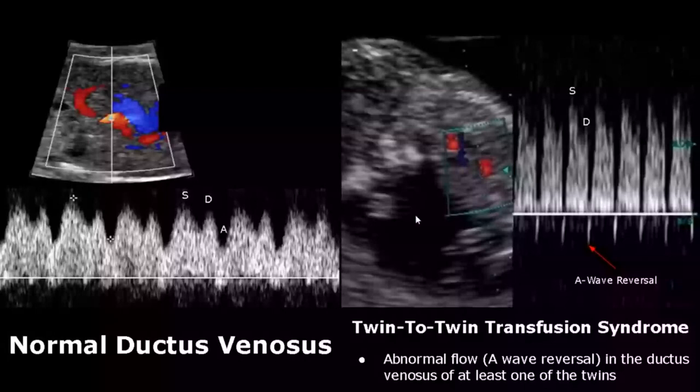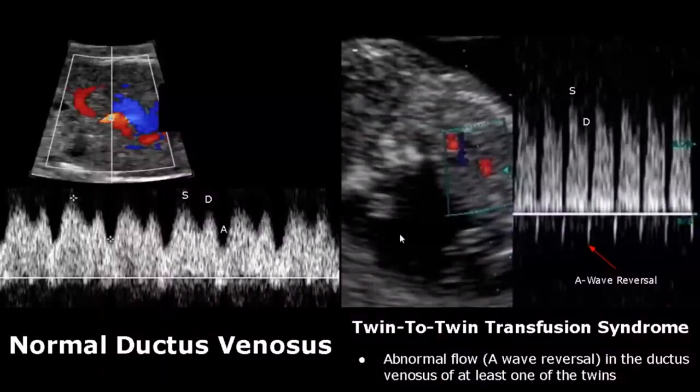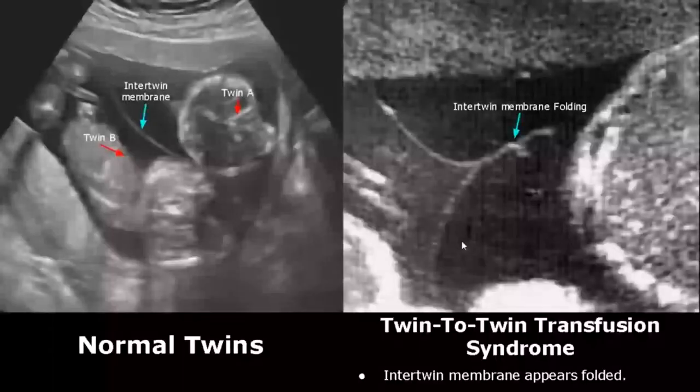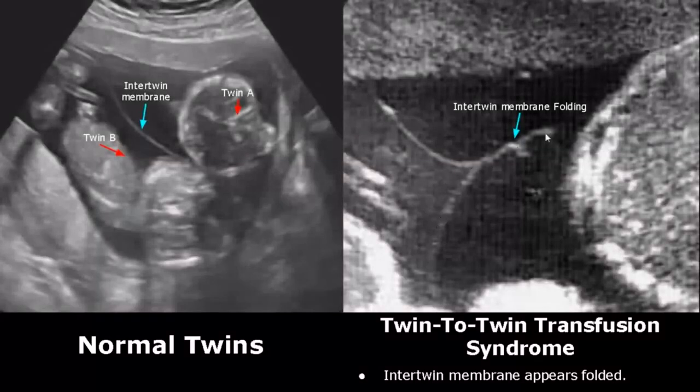Pulsed wave Doppler is very helpful in diagnosing twin-to-twin transfusion syndrome. Regarding ductus venosus, we may find A wave reversal in at least one of the twins. We will see the A wave below the baseline. The normal A wave is above the baseline. Intertwin membrane folding may also occur, and it may be a signal of twin-to-twin transfusion syndrome.